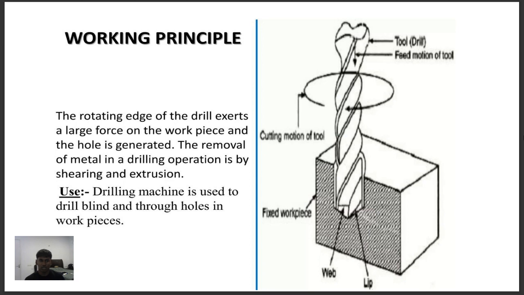Working principle of a drilling machine. The rotating edge of the drill exerts a large force on the workpiece and the hole is generated. The removal of metal in a drilling operation is by shearing and exhaustion. Use. Drilling machine is used to drill blind and through holes in workpieces.